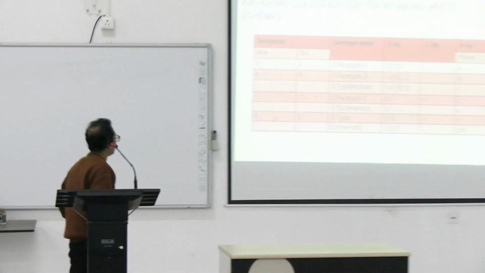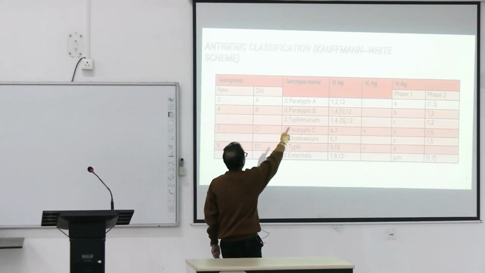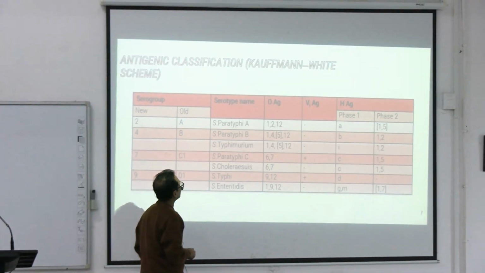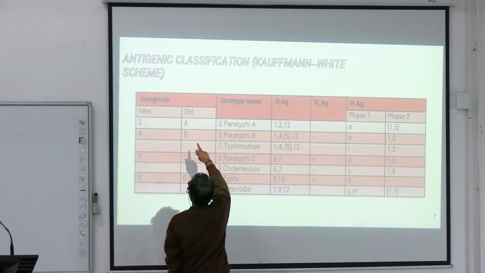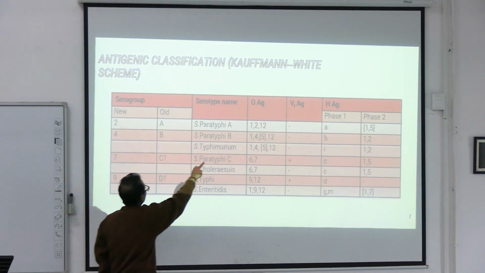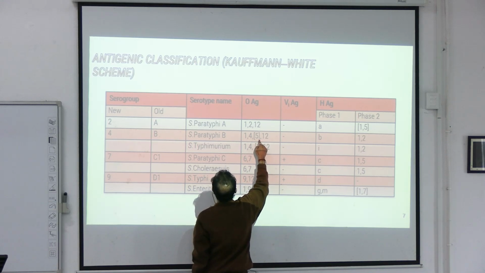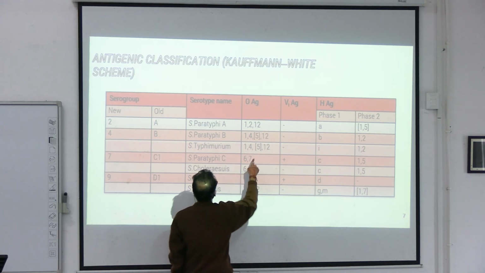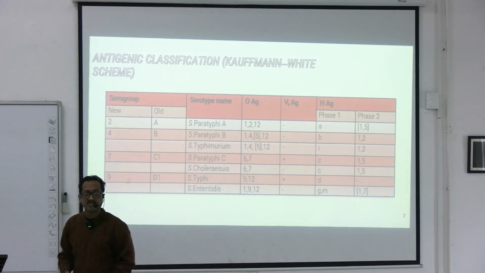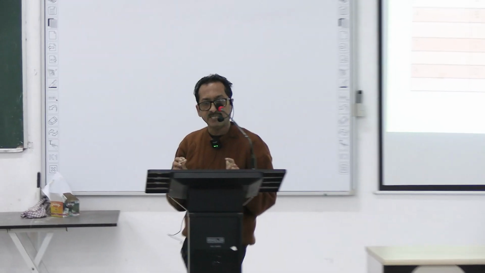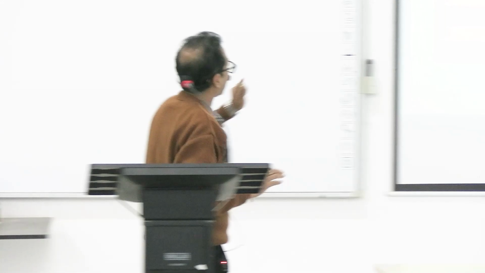Kaufman-White scheme, what you should remember is this. Mainly 3 antigens Salmonella have: O antigen, H antigen and VI antigen. Here you can see Salmonella typhi is in serogroup 2, but this factor is 12. And Salmonella paratyphi B also has factor 12, and Salmonella typhi in group 9 contains this factor 12. This will be important while we discuss the Vidal test or serological test. Factor 12 is common in O antigen of paratyphi A, paratyphi B, and also in Salmonella typhi.